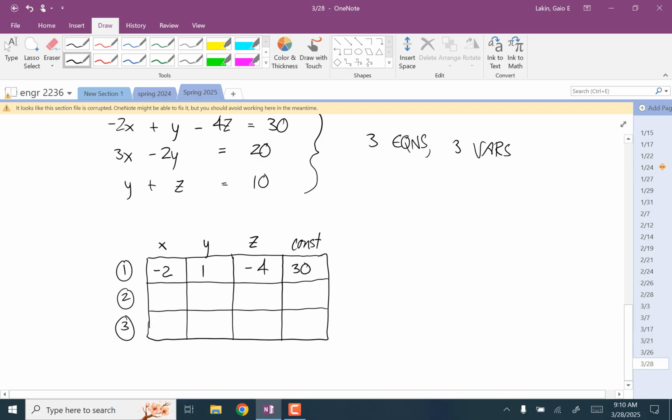The second equation, x's, we have 3. Y's, we have negative 2. Z's, we have 0. And the constants, we have 20.